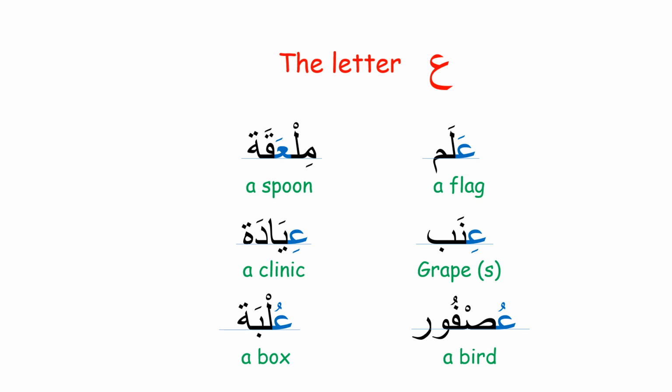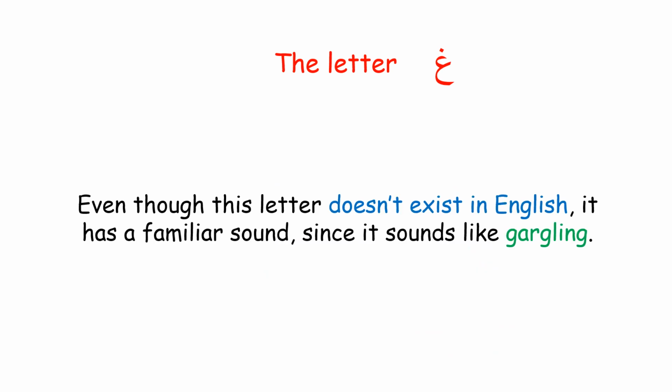Next on the list is the letter غين. Just like the letter عين, you really have to train yourself in order to learn how to pronounce the letter غين. And even though this letter doesn't exist in English, its sound is more familiar than you think, since it's very similar to gargling. Listen up, please.